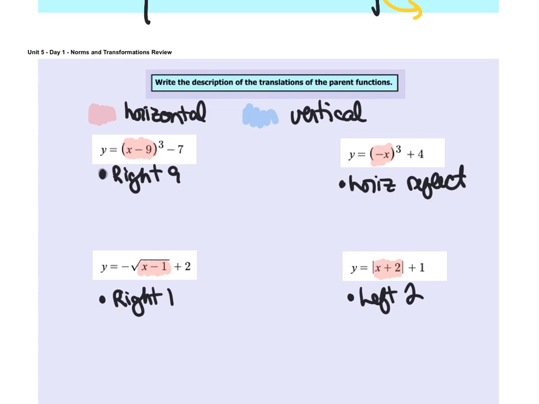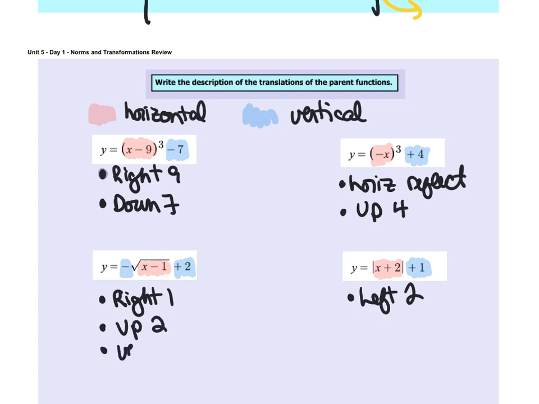Okay, so now let's do all the vertical changes. So vertical would be on the outside. That would be the 7 and this 4 and this 2 and the negative, both on the outside, and the +1. Okay, so let's write down what those are. Those are literal. So the -7 means down 7, and the +4 means up 4. On the outside, plus means up 4. The +2 in the next one means up 2, and the negative is a vertical reflection. And then the +1 means up 1.